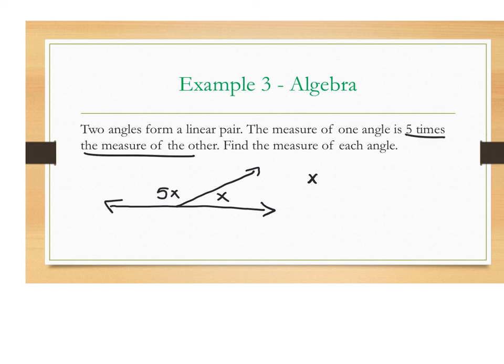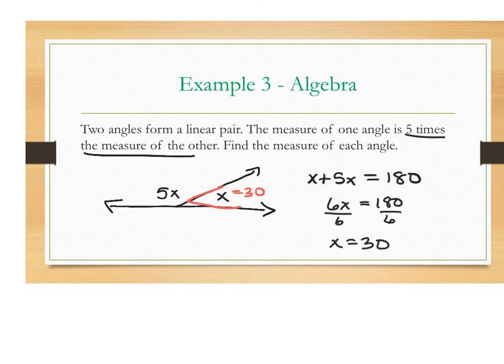So to solve this, I'm going to do X plus 5X and set it equal to 180 degrees. Combine my X's. Divide. X equals 30. So that's one of my angles, this one right here. And then to find the other one, I'm going to plug it in, and I get 150. So the measure of the first angle is 30, and then the second angle is 150.